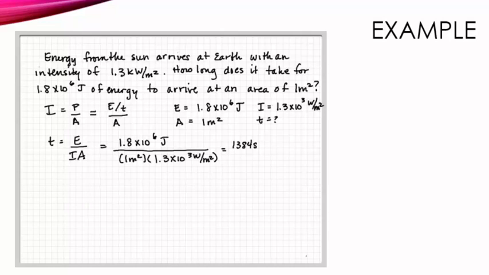I have intensity, I have area, but I don't have power. But then, you think about it for a minute and you realize that, oh, well, power is just energy over time. So I do have energy, and that's convenient because I really want the time. How long does it take? And so I rearrange my equation and plug the items that I have given in, and I get 1,384 seconds.